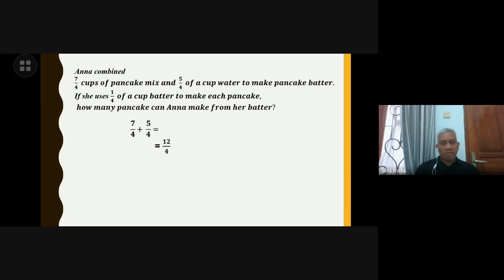And from the question, if she uses 1/4 of a cup of batter to make a pancake, then 12/4 divided by 1/4 equals 12/4 multiplied by 4/1, which equals 48/4. So the number of pancakes Anna can make from the batter is 12.